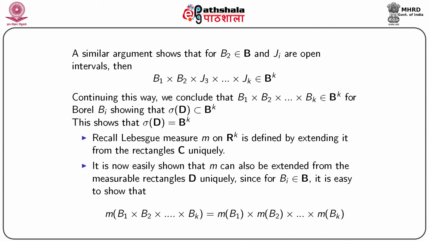If we use this argument similarly, we can see that if we consider B2 which belongs to B and Ji are all open intervals, then B1 into B2 into J3 into J4 into Jk will also belong to Bk. Continuing this way, we conclude that B1, B2, Bk belongs to Bk, the k-dimensional space, for Borel Bi. So it shows that sigma D, the sigma field generated by D, is a subset of Bk, and this shows that this sigma field is equal to Bk.